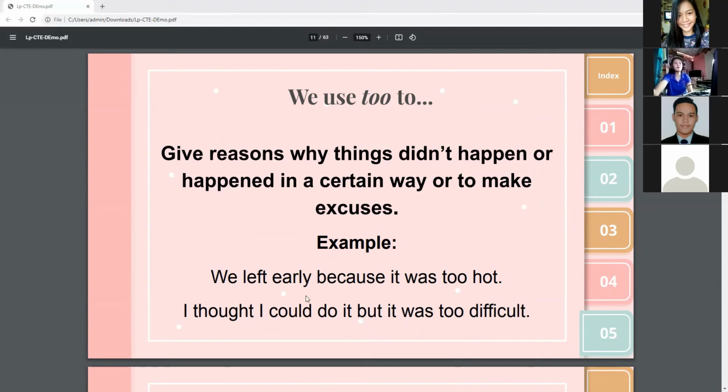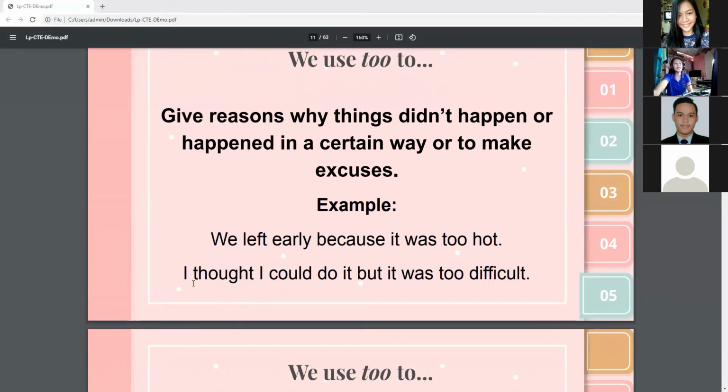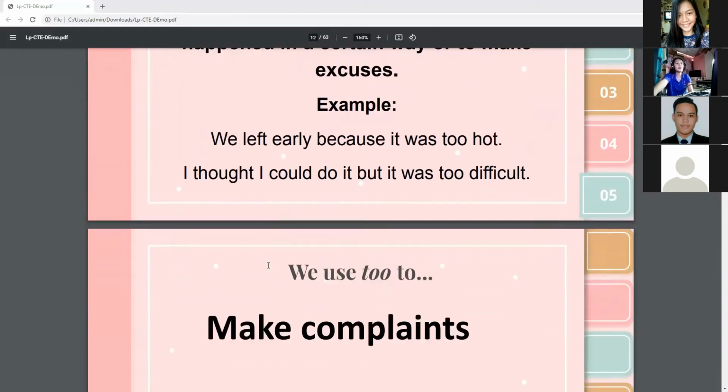For example, we left early because it was too hot. So it was too hot, so we left early. The excuse here is that it was too hot. In the next sentence, I thought I could do it, but it was too difficult. So it was too difficult for me to do it. Do you guys get the example? Yes, ma'am.